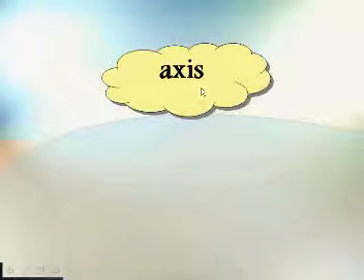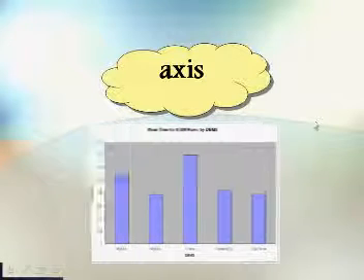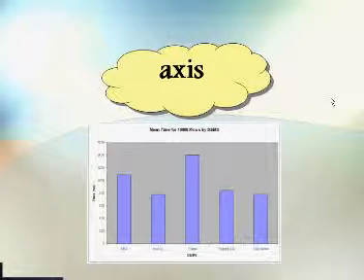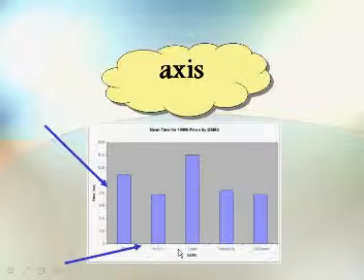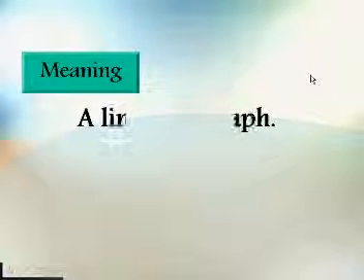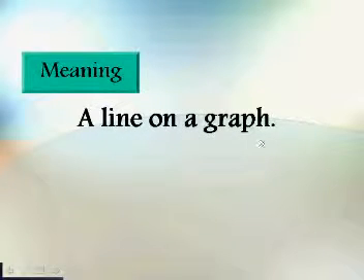The word axis. Look at the picture. You can try to get the meaning from the picture. Yeah, this is an axis and this is another axis. So, what is the meaning of the word axis? Should be very clear from the picture. Yeah, it means a line on a graph. A line on a graph.